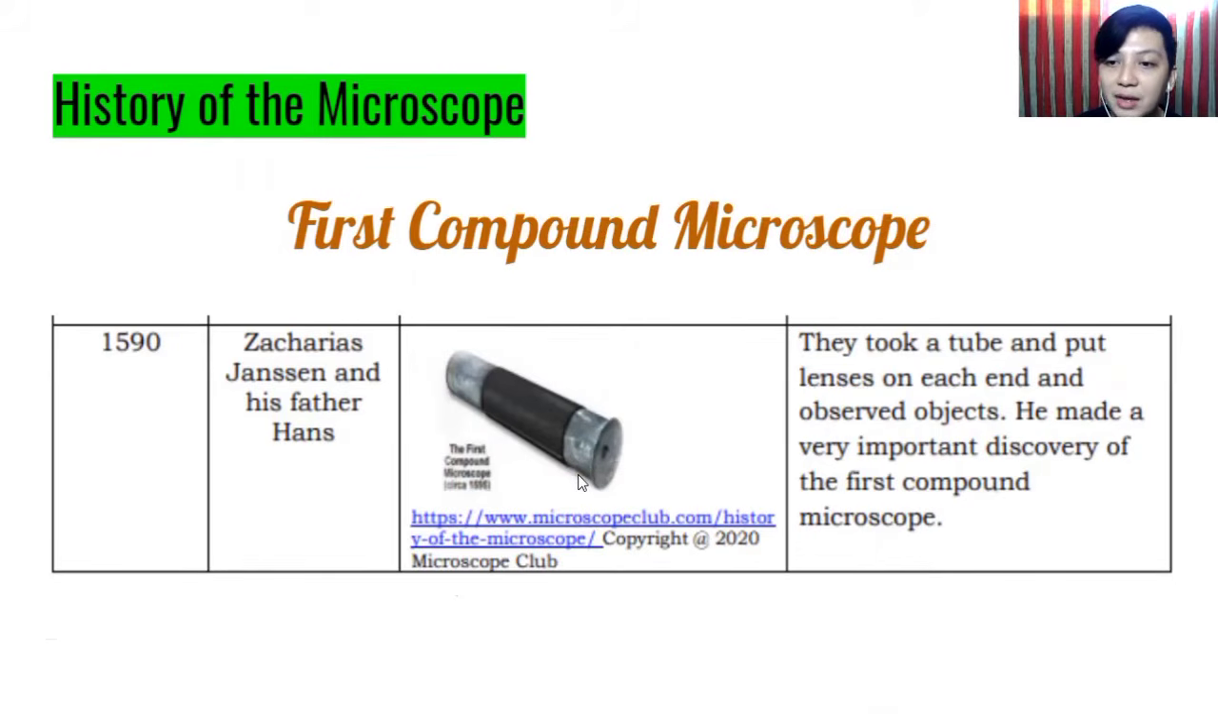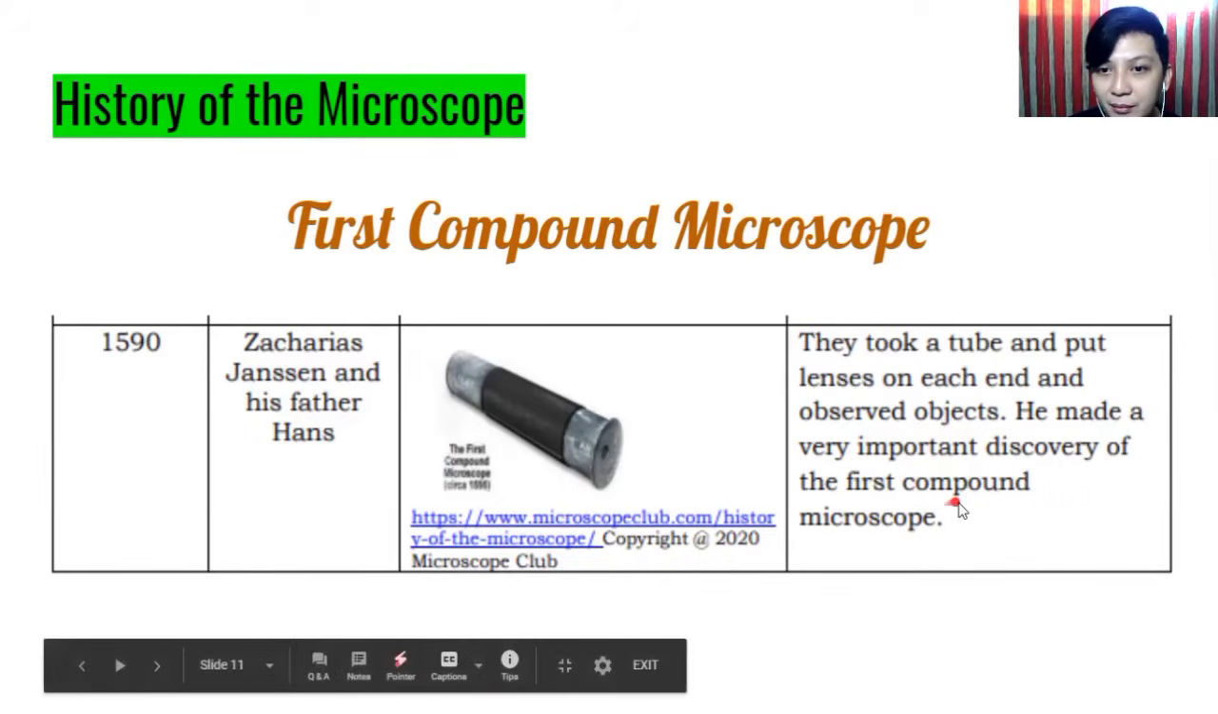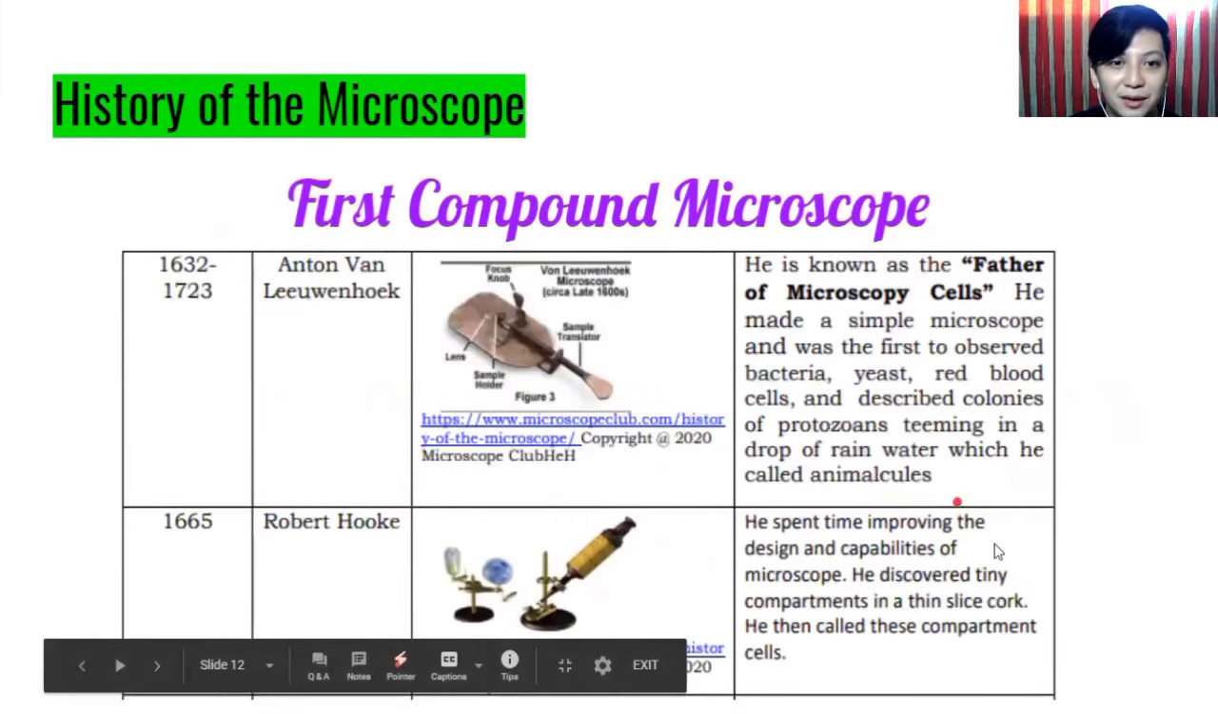He made a very important discovery of the first compound microscope. It's like, siguro kung nakakita na kayo ng kaleidoscope, para siyang tube lang na nilagyan nila ng lens. And then, they use it to observe things. So, they put it in a tube.